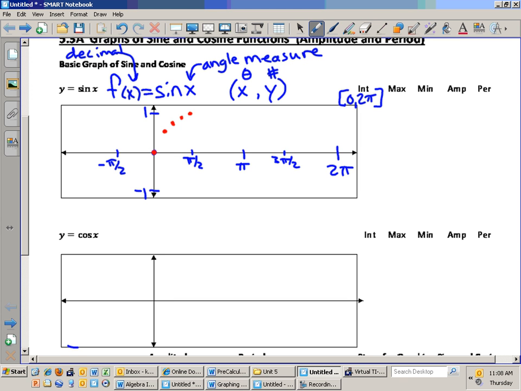And if we just head on here a couple more points, you'll see exactly what's going to happen. If I went to my next spot, which would be 2 pi over 3, what's the y coordinate for 2 pi over 3? Square root of 3 over 2. And what's the next one? Square root of 2 over 2. And what's the next one? 1/2. What is the y value at pi? 0.